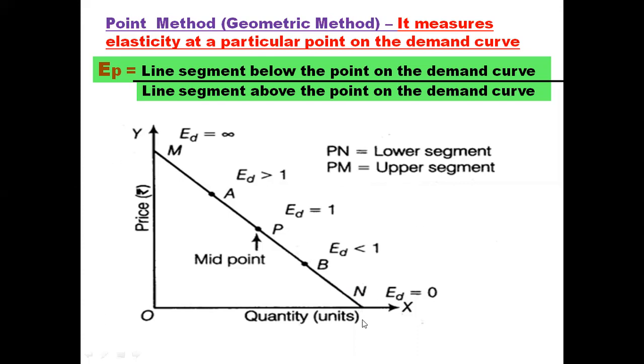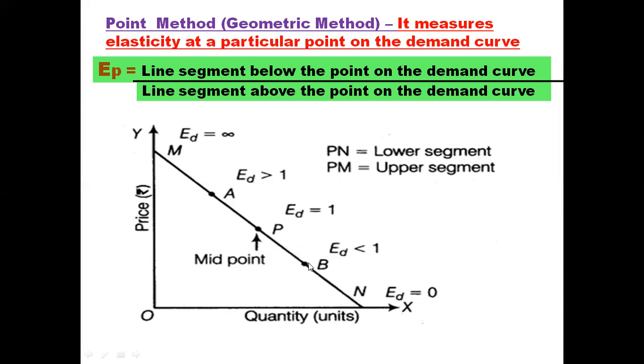Now this one is left. Suppose at point N, the line segment below the point is what? Nothing is there, so it's 0 by MN. Above the point is the entire line segment MN. So 0 by MN is 0. So at this point, that is the point on the x-axis, elasticity is 0.